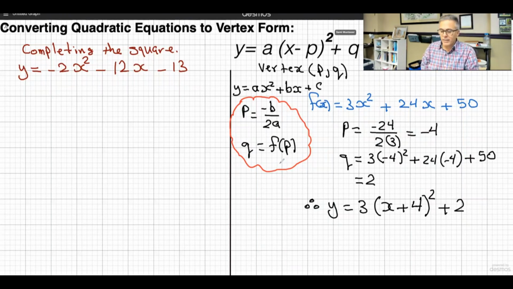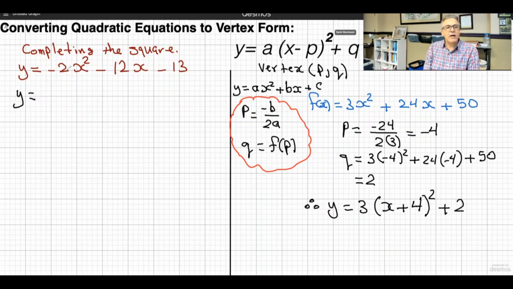The second way is completing the square, noticing from long experience that kids have trouble completing the square. And especially when you're completing the square and you have a coefficient in front of the x squared, where the a value is greater than 1 or less than negative 1, it becomes a little bit more challenging. But let's try to make it a bit easier for you.